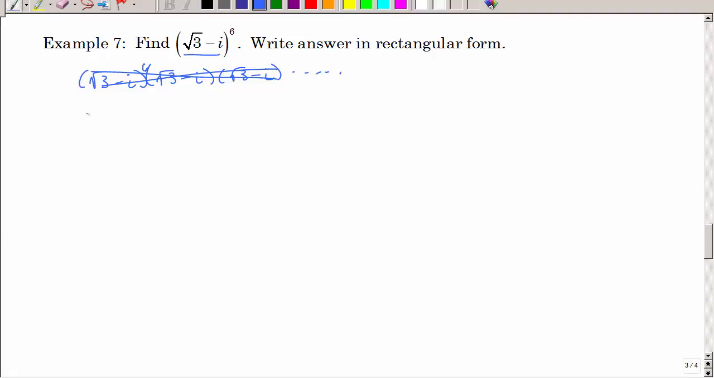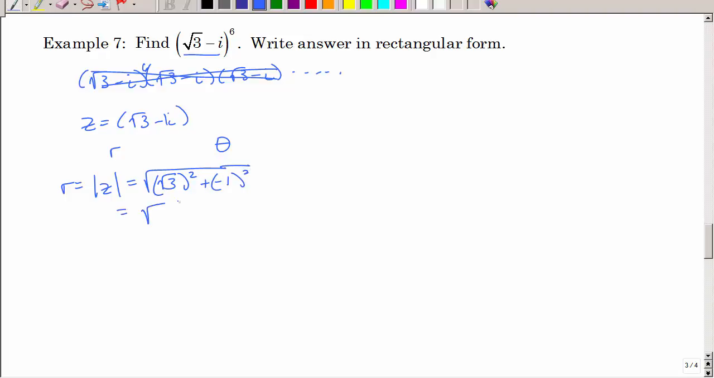So I need to change this to a polar number. So that means I need r and I need theta. Okay, so r is going to be the modulus, or the magnitude of z. So that's the square root of 3 squared. Remember, we just take the coefficient plus negative 1 squared. So r is just 2.